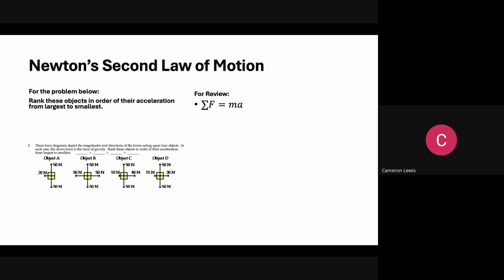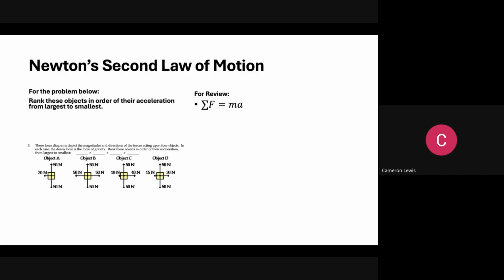Now, getting into more understanding, we understand where that came from. Newton's second law of motion, right? An object in motion stays in motion. That's first law, actually: an object in motion stays in motion unless acted upon by an unbalanced force. When the forces are unbalanced, the sum of the forces equals the object's mass times acceleration. The net force is equal to the mass times acceleration. We can use that to rank these objects in order of their acceleration from largest to smallest.